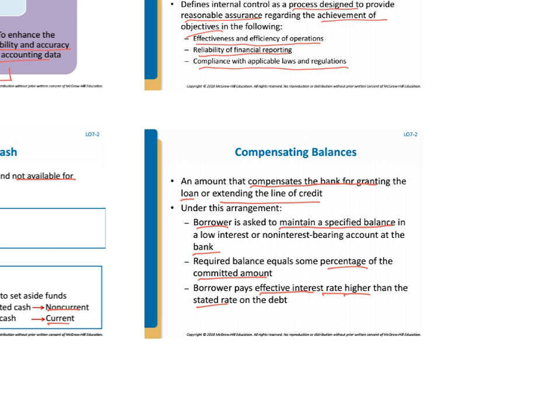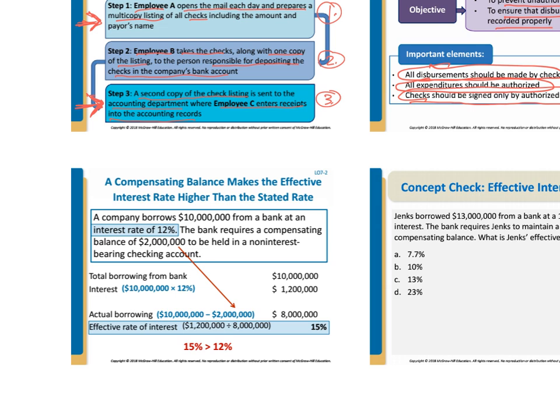Remember, they're having to take a set amount, typically a percentage of that borrowed amount, and set it aside where they can't spend it, which means the actual loan that they're getting is less, which means that the interest rate that they're paying on the original loan is effectively higher because they're actually borrowing less money than the face value states. Let's look at a quick example of this.